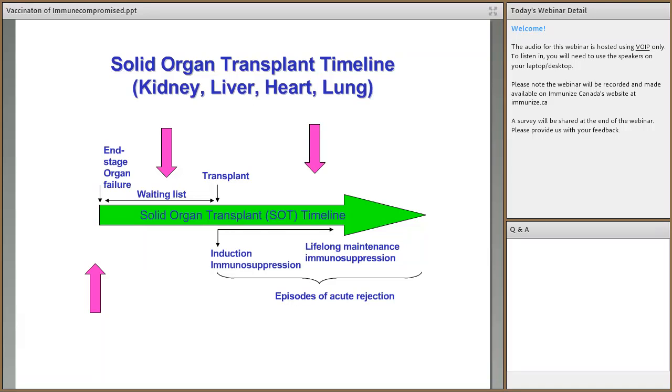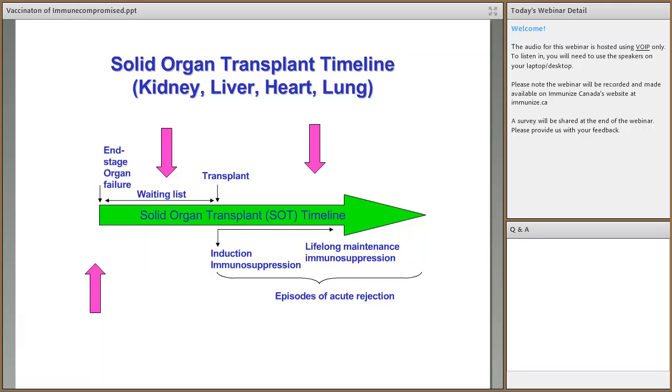So first, we have end-stage organ failure. There's a period of time on a waiting list before the surgery occurs, so they get their organ after waiting for a certain period of time. Following that, there is lifelong immunosuppression, and there may be episodes of rejection in between. So these patients are never really off immunosuppression once they have their transplant. So in fact, the best time to immunize is really before the transplant, when the patients develop end-stage organ failure and when they're on the waiting list. That's probably the best immunogenicity you're going to get with your vaccines.